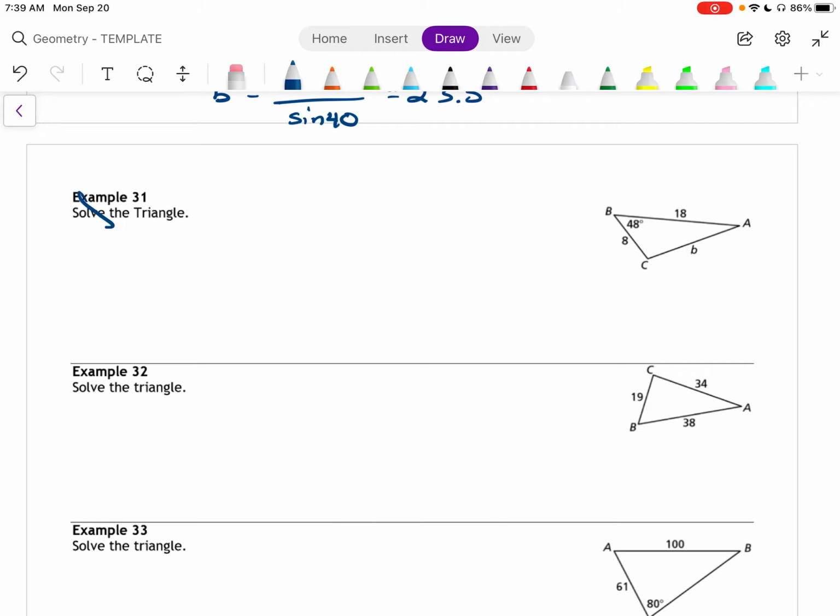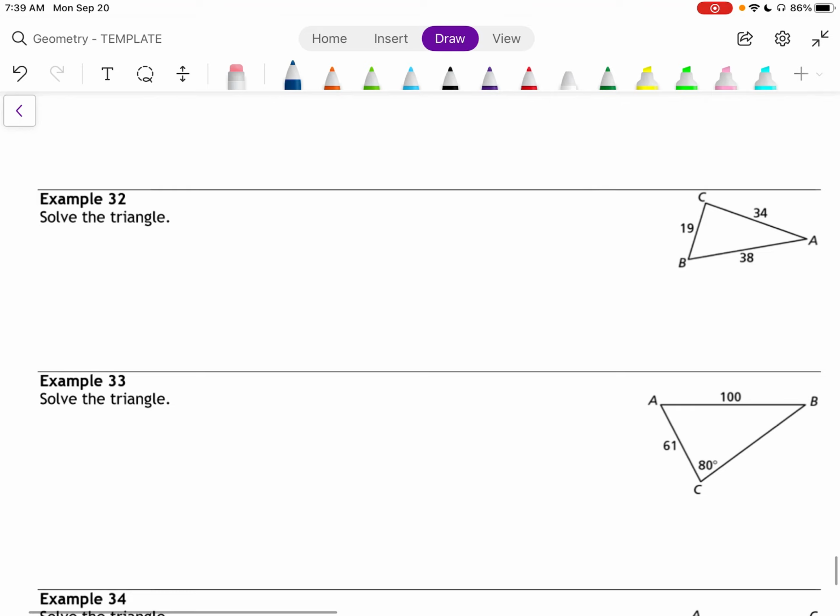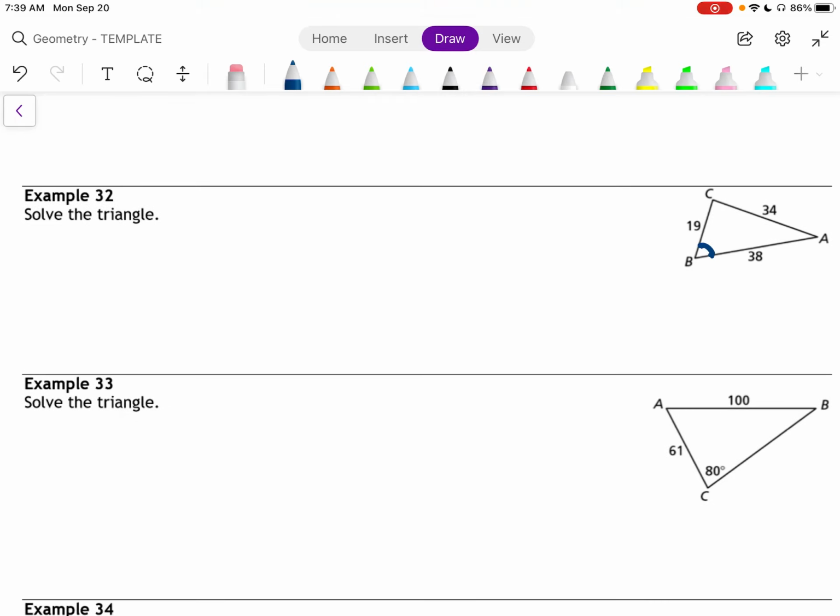I'm going to skip number 31, and we're going to go on to 32. In 32, all of the angles are missing. So I'm going to pick an angle here. I'll use B, and I'm going to use the law of cosines. So I know that 34 squared equals 19 squared plus 38 squared minus 2 times 19 times 38 cosine B, right? I wanted to use that B in that formula there.